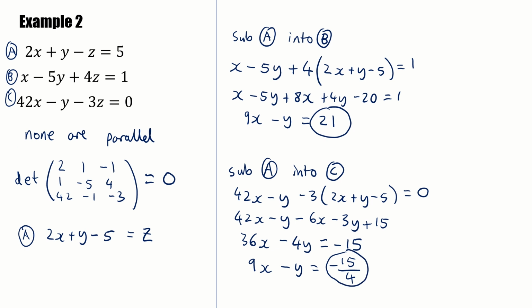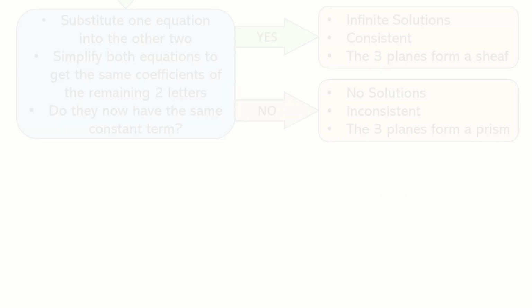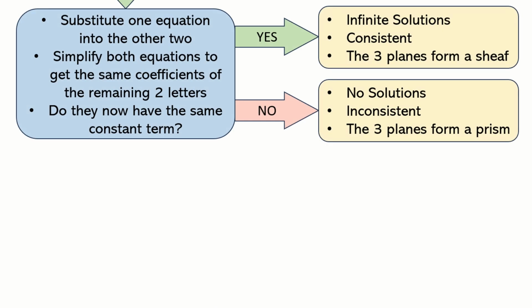If they do have the same constant on the end, then it's infinite solutions, they're consistent. Whereas if it's no, then there's no solutions and they're inconsistent.